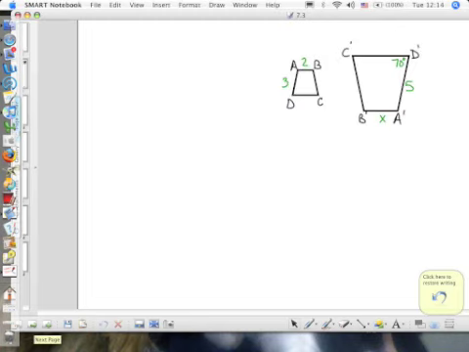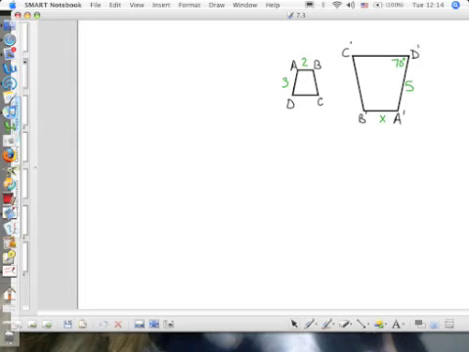All right. In these 2 polygons that are drawn, these are quadrilaterals. They look like trapezoids, but do I have enough information to say that they are indeed trapezoids?